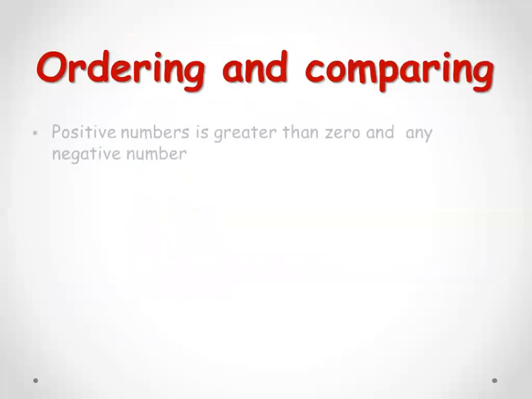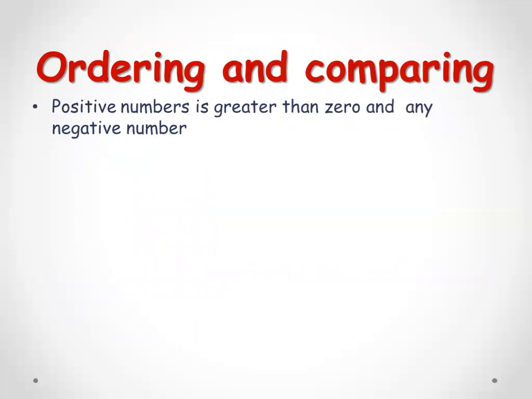Ordering and comparing integers. Positive numbers is greater than 0 and any negative number. If you are comparing between positive number and 0, of course, positive number will be greater. And if you are comparing between positive number and negative number, positive number also is going to be greater. Greatest negative number is negative 1. If you remember, girls, in school, I told you that when you see the negative numbers, when you see the number small, its value is big. So negative 1 is the greatest negative number.